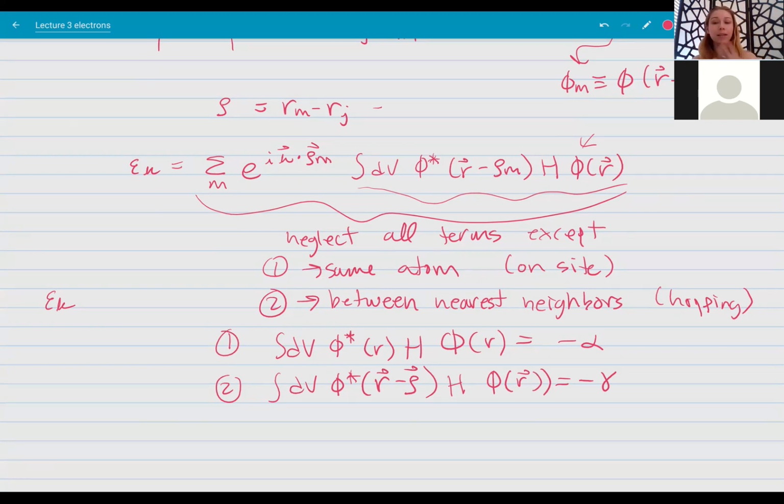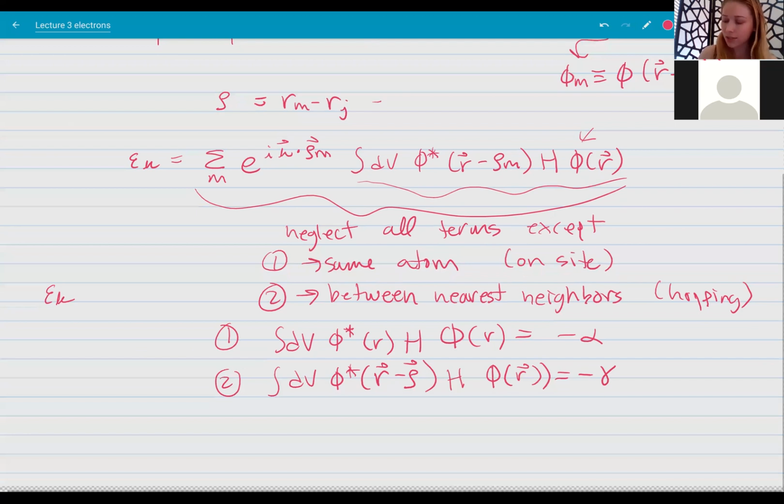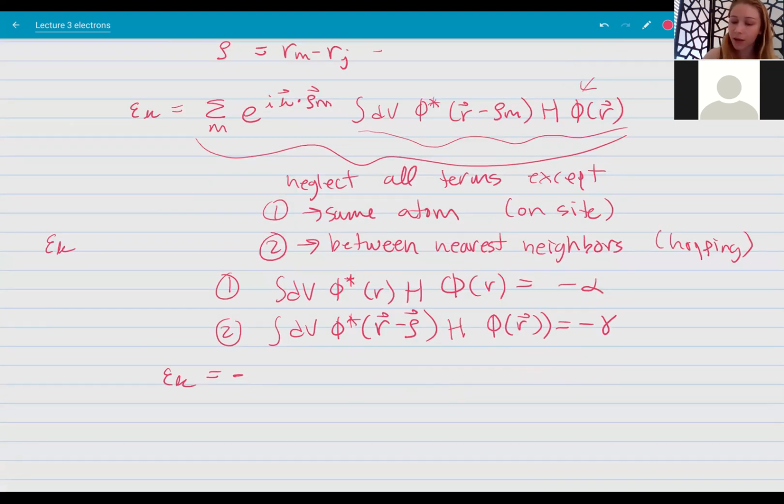So alpha and gamma are typically determined empirically, with the best fit either to data or to a more sophisticated calculation. Okay, so let me summarize what we have thus far. We have that energy as a function of k is equal to negative alpha minus gamma times a sum over nearest neighbors, e to the i k dot rho m, and that is what we have.